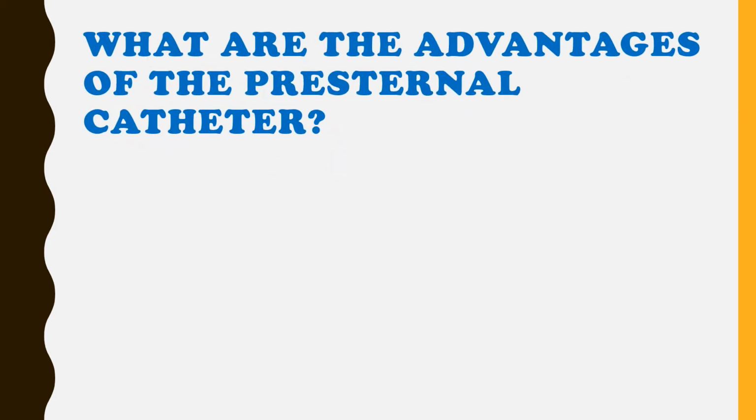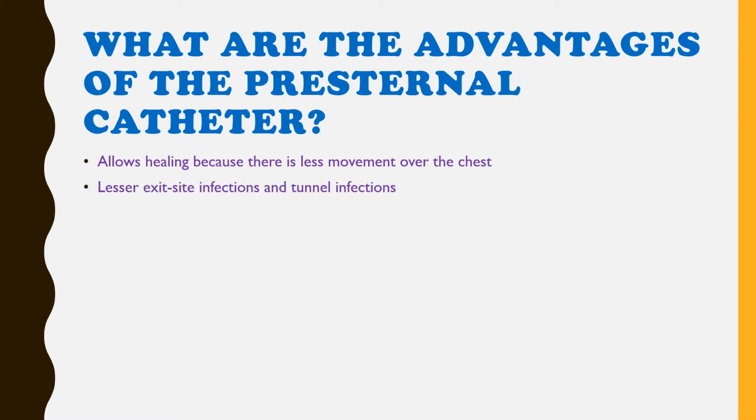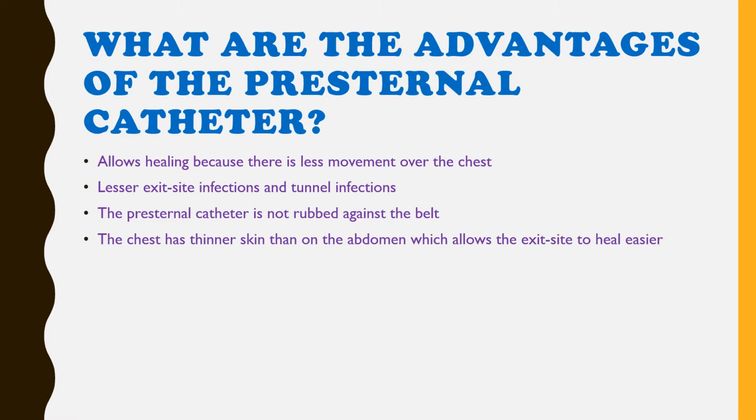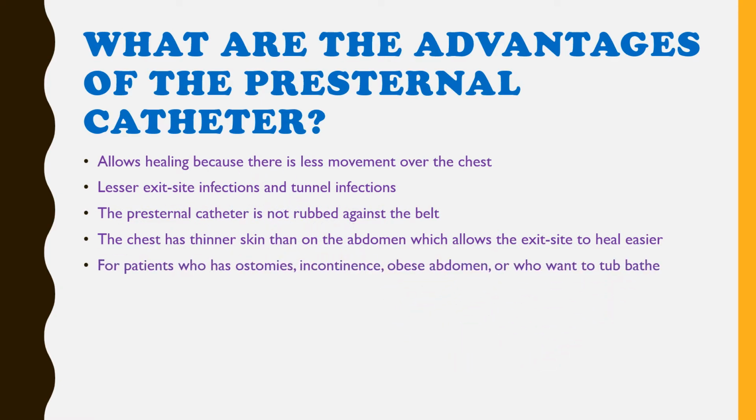What are the advantages of the pre-sternal catheter? The pre-sternal catheter allows healing because there is less movement over the chest. It has lesser chances of exit site infections and tunnel infections. The pre-sternal catheter is not rubbed against the belt. The chest has thinner skin than on the abdomen, which allows the exit site to heal easier. It is for patients who have ostomies, incontinence, obese abdomen, or who want to tub bathe.